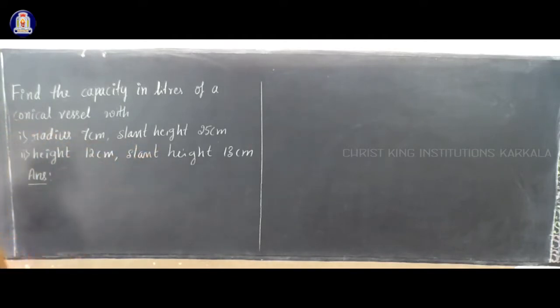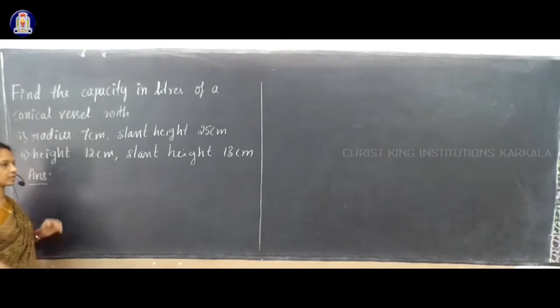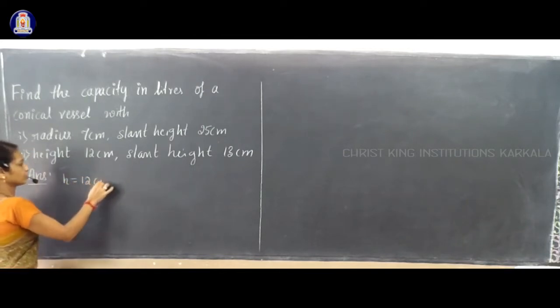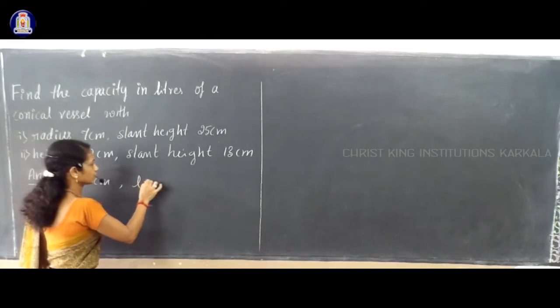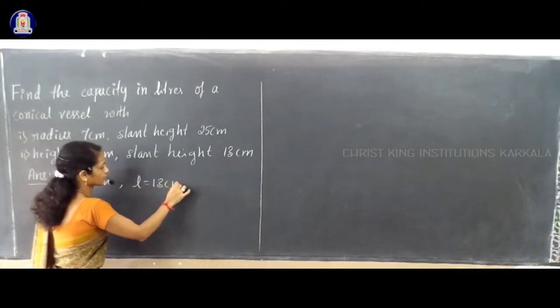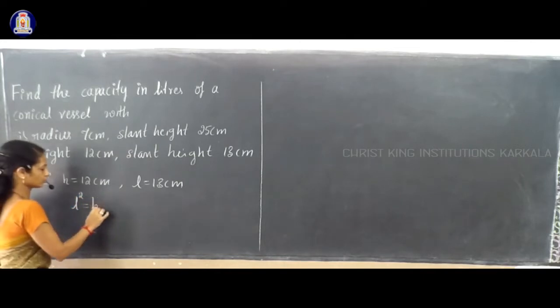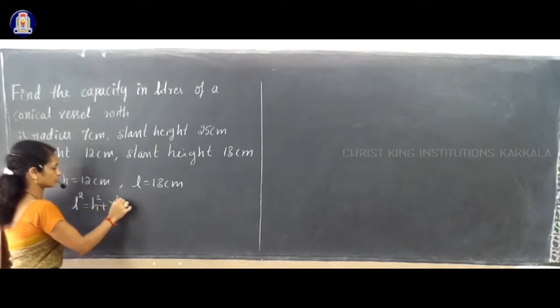H and L are given to you, R is not given. R you have to find using that relation: L square is equal to h square plus R square. First we write h is equal to 12 centimeter and the slant height L is equal to 13 centimeter. And we use this relation, L square is equal to h square plus R square, to find R.